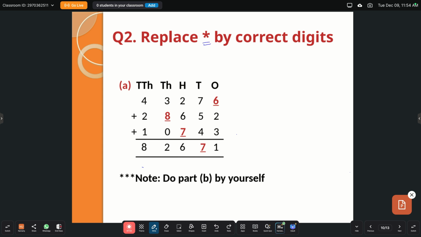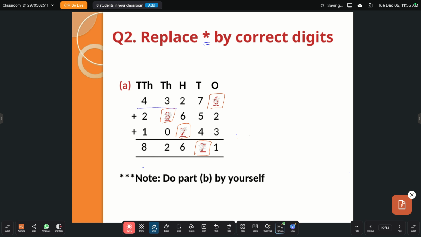Replace star mark by correct digits. Okay, here in this question, we are having some missing digits. There are some missing digits and we have to find those missing digits. See beta, we have to find missing digits in this question.